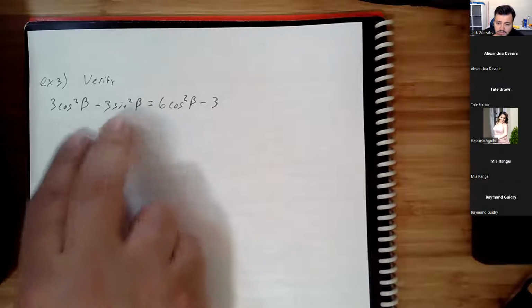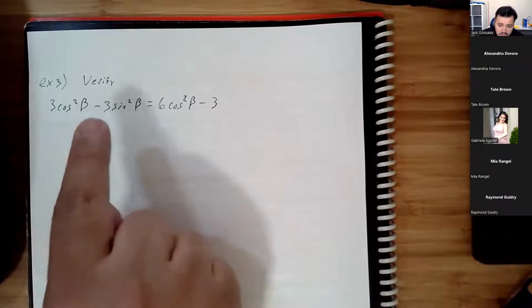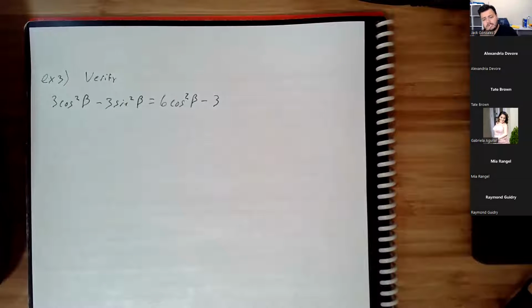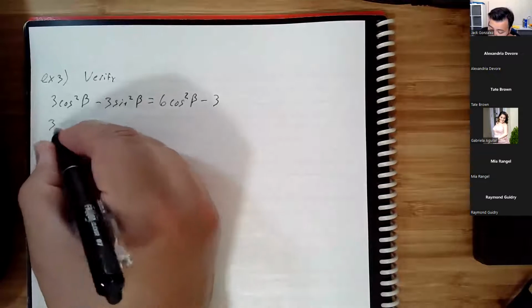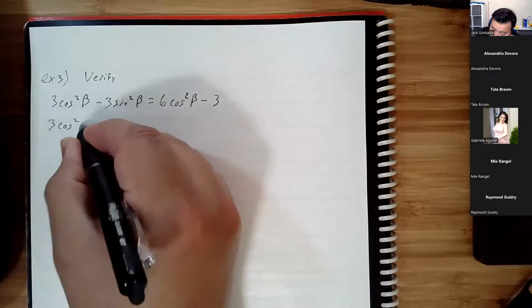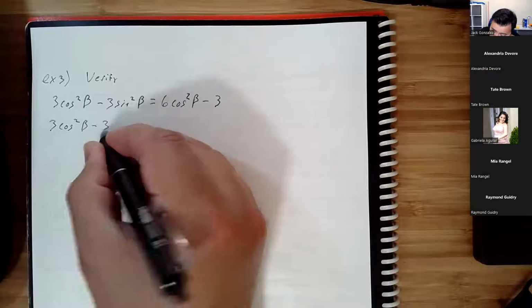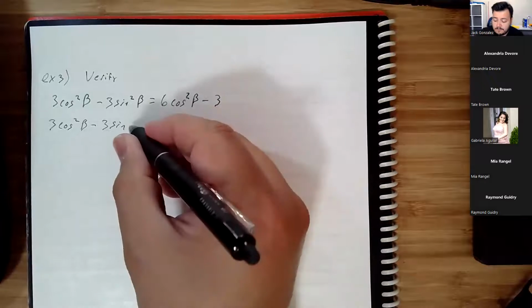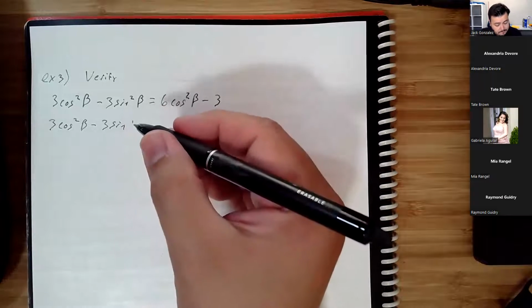But I see a cosine squared and a sine squared, so we can probably use Pythagorean on that. So I say we start on the left. We just want to try something and see what path that takes us on, see what happens.